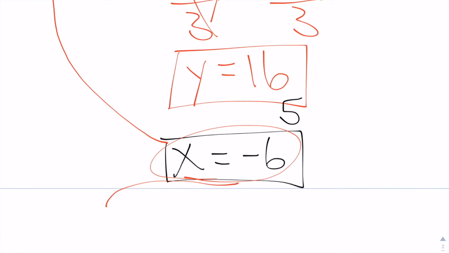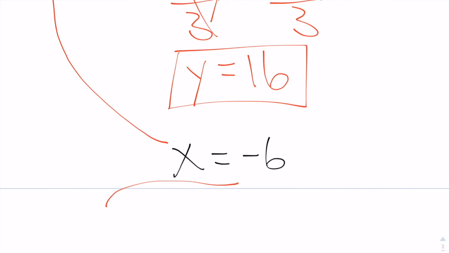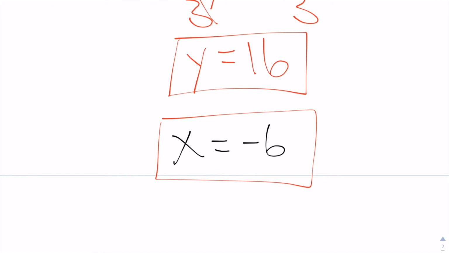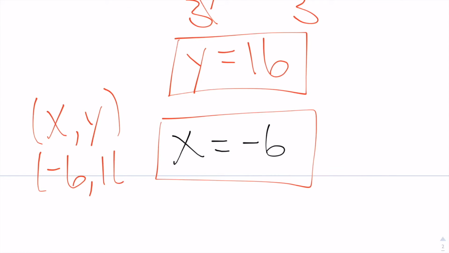Oh, a little messy. And there's our answer, x and y. Now, to write this in a solution set, kind of like if you were going to graph it, you would write parentheses, the x goes first, so it's always parentheses x comma y. So in this case, it'll be parentheses -6 comma 16.